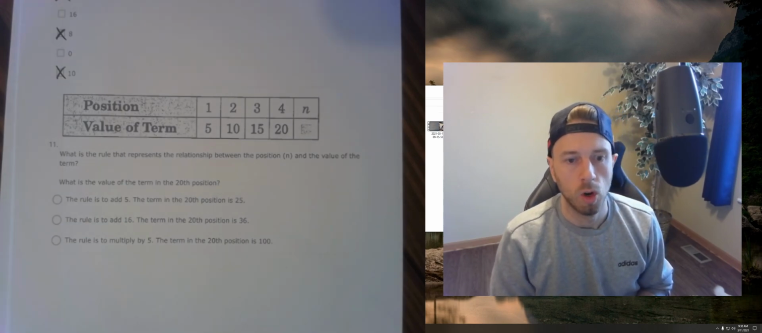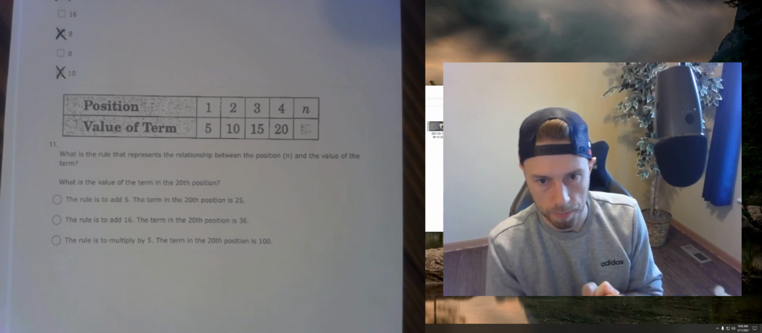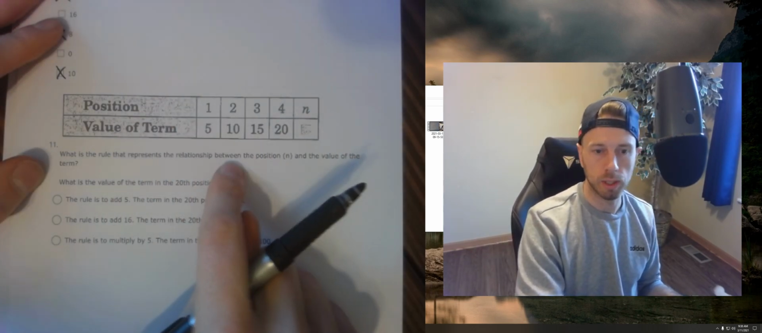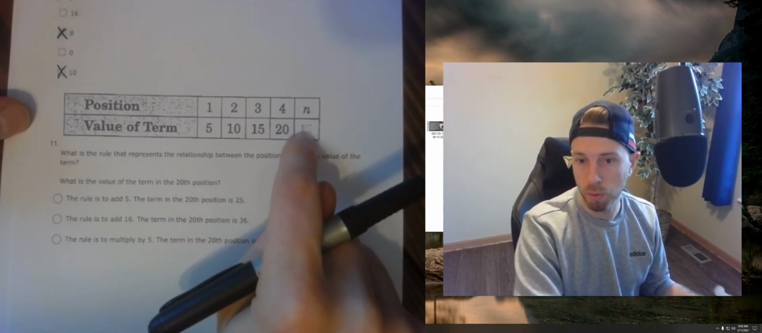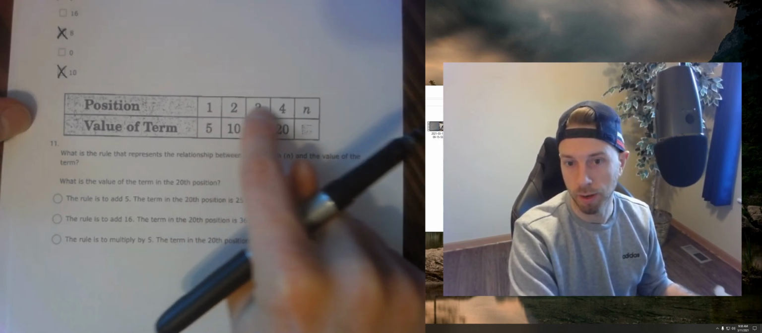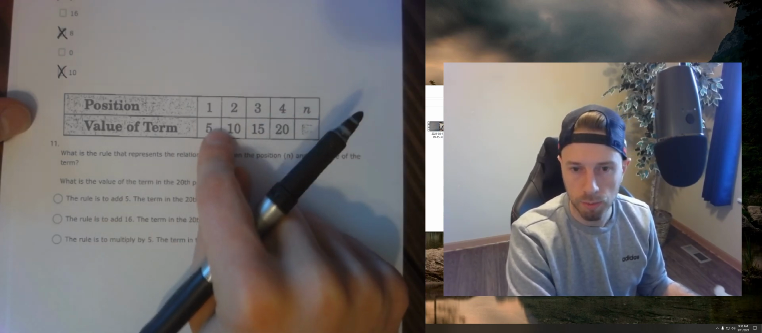Number 11. What is the rule that represents the relationship between the position n and the value of the term? So we're trying to find out what the rule is, and then determine what the value would be in the 20th position. If this graph went all the way to 20, what would that term be? Well, let's see if we can find out the rule.